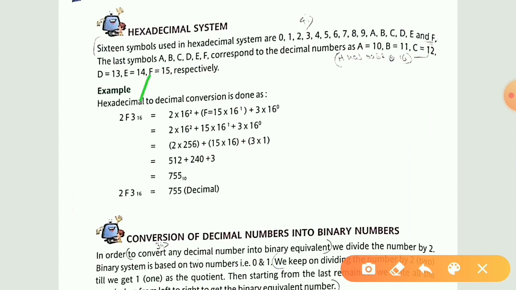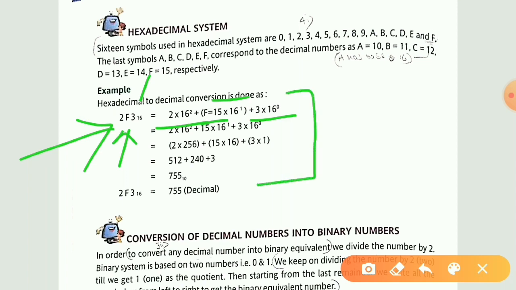Firstly 3, so 3 is to be multiplied by 16 to the power 0. Again F is there, so see students over here, firstly F has to be converted into an appropriate number. F corresponds to 15, hence 15 should be multiplied by 16 to the power 1. Again we have 2 next, so 2 is to be multiplied by 16 squared, and by doing simple mathematical calculation you will be getting 755 with the base 10.